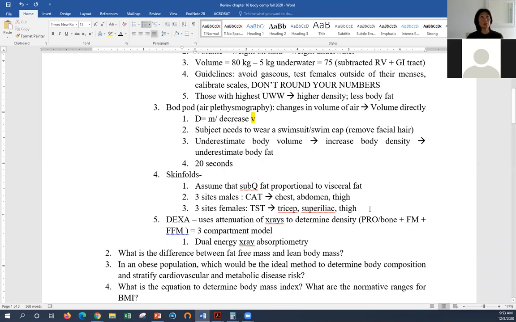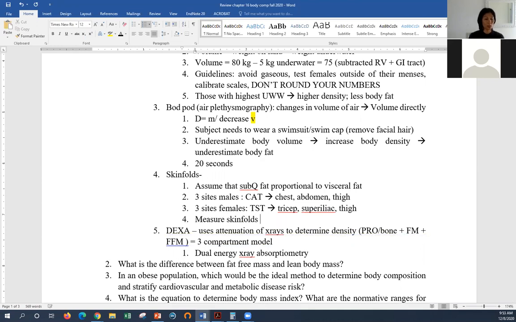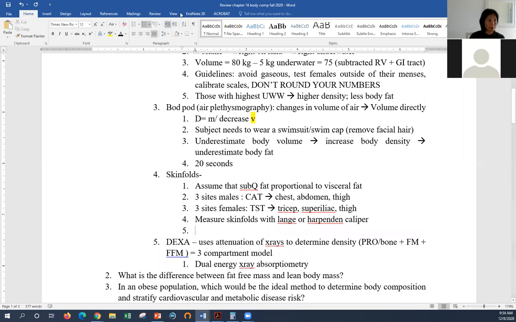Also know the assumptions or the guidelines. So you want to measure skin folds with a Lange or Harpenden and make sure the caliper you use corresponds to the equations that you use, because a Harpenden provides more pressure than the Lange caliper. Also, you want to make sure that you test prior to exercise, because remember, during exercise, the water moves to the interstitial space, and this is going to cause the skin fold to be larger and overestimate body fat.